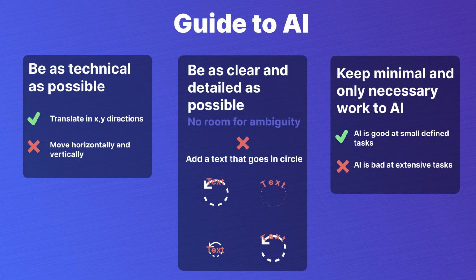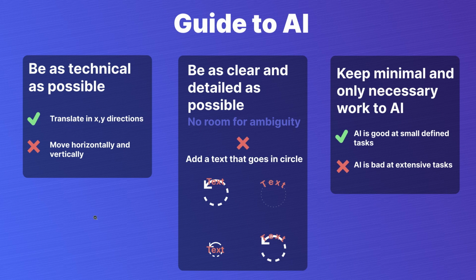Now here's a little guide to AI, things that if you follow you'll get better results from AI. First one, be as technical as possible. So for example, you would say translate in XY directions rather than you saying move horizontally and vertically. So the thing is that AI understands technical language better rather than human language. Mostly the codes are written in technical language, like it will say a.translate x equal to 4 and y equal to 5.